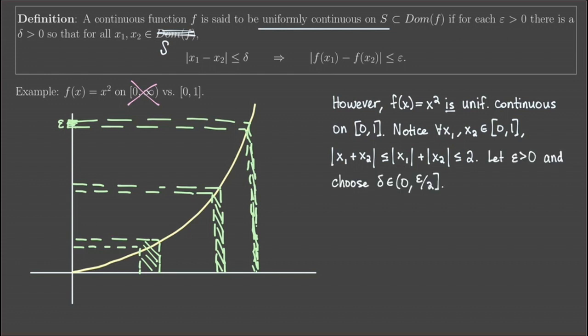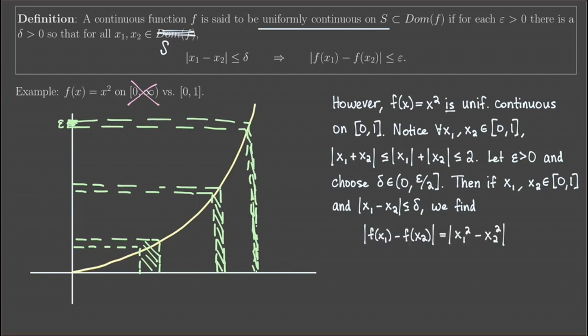Now I'm going to prove that this function satisfies the definition of uniform continuity. So let epsilon be any arbitrary positive number. And what I'm going to do is pick delta to be greater than 0 but less than or equal to epsilon over 2. Then if x1 and x2 are any arbitrary inputs from the domain, satisfying that the absolute value of x1 minus x2 is less than or equal to delta, what we find is that the distance between their outputs can be simplified using difference of squares.